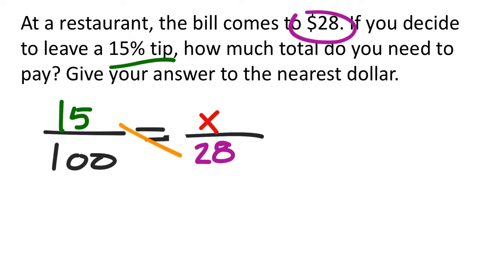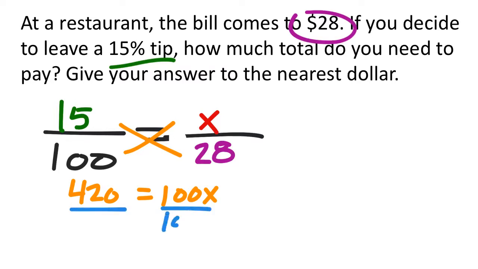And I'd start with 15 times 28. I'll just put that in the calculator. 15 times 28, which is 420. And this is going to equal 100 times x. Well, just like we saw in the last section, we're going to divide both sides by 100 to make that 1x. So x, that's the amount of the tip, $4.20.